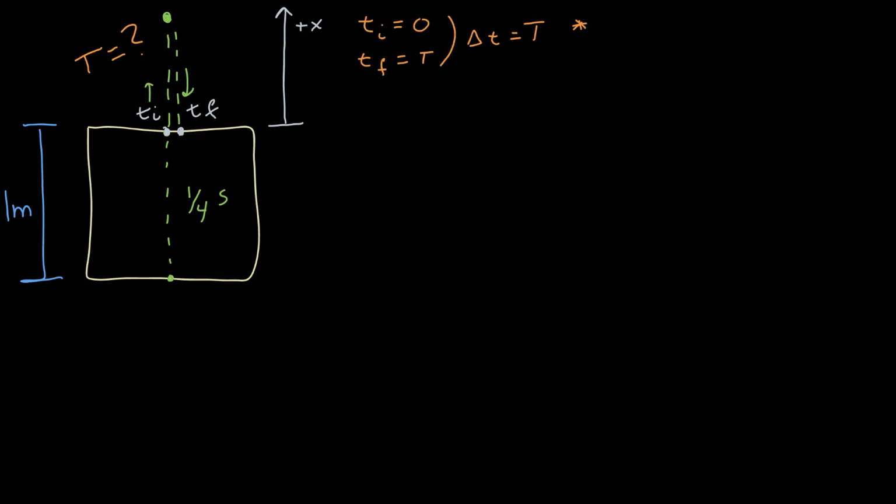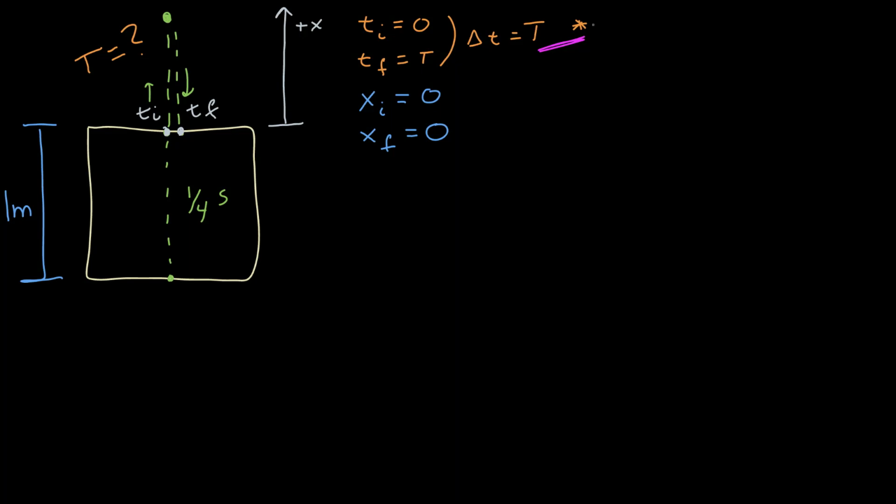So what are those times? Since I'm starting fresh, I set the initial time equal to 0, the final time equal to capital T, which means the time interval is this capital T, and that's what I'm looking for. Once I have that, I'm done. What about the initial and final position? Well, given this coordinate system, the initial and final position are just both 0.